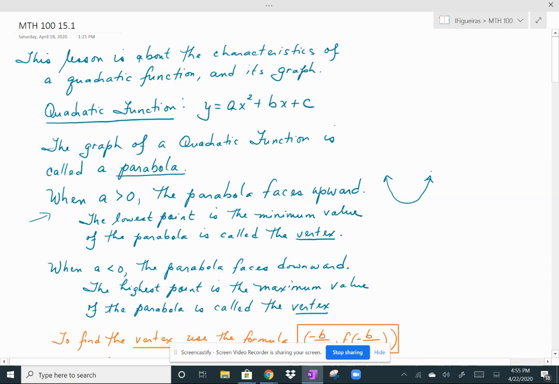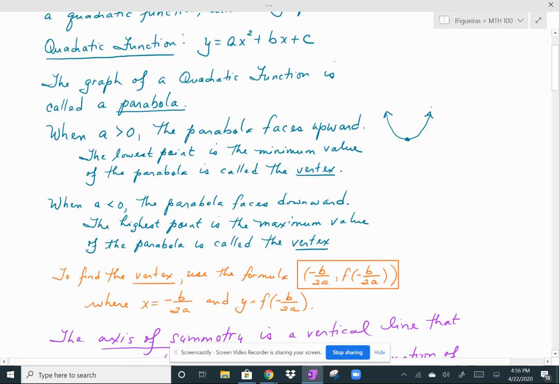And you want the bottom part of it to be rounded the way you see here. It should not look like a V. So that would not be correct. Okay, so when it's facing upward, the lowest point on the graph, where this kind of curve happens, is called the minimum value or the vertex of the parabola. The vertex is always an important point that you should find whenever you're asked to graph a parabola.